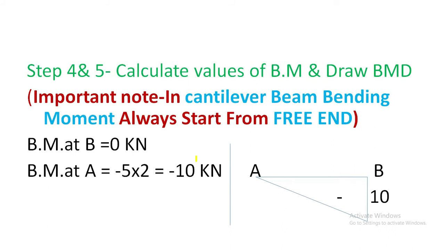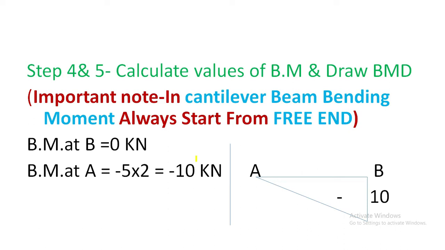So this is about the shear force diagram. Next, steps number 4 and 5 are to calculate the values of bending moment and draw the bending moment diagram. An important note here is that in a cantilever beam, bending moment always starts from the free end. In the last few lectures I told you that whenever we take bending moment values, you can take any side, from the left side or from the right side. That is possible only in the case of a simply supported beam and an overhanging beam, but in the case of a cantilever beam, bending moment always starts from the free end, not from the left end or right end.